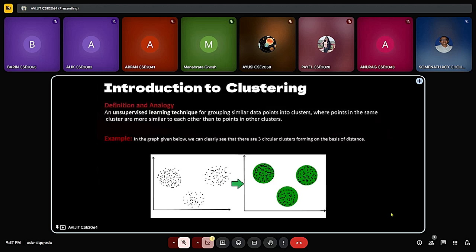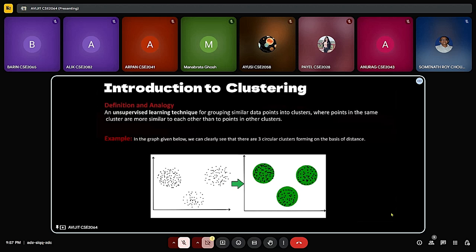So here is the introduction to clustering, with definition and analogy. Clustering is an unsupervised learning technique for grouping similar data points into clusters, where points in the same cluster are more similar to each other than to points in other clusters. For example, in the graph given below, we can clearly see circular clusters forming on the basis of distance, where similar types of data are grouped together. So that is the example.